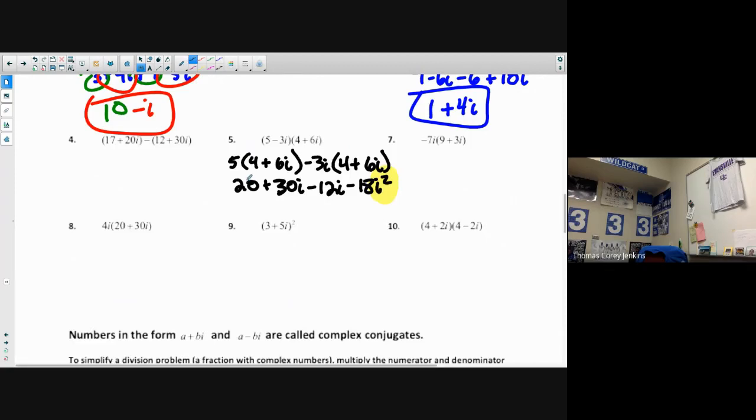So my real number part is 20, and this is minus 18 times negative 1. So really that's plus 18, right? So 20 plus 18 is going to be 38. Then my imaginary number part, I have 30i minus 12i, which would be plus 18i.